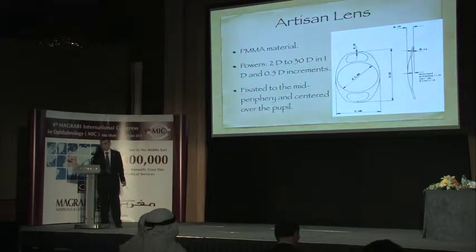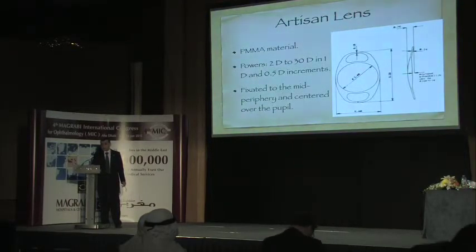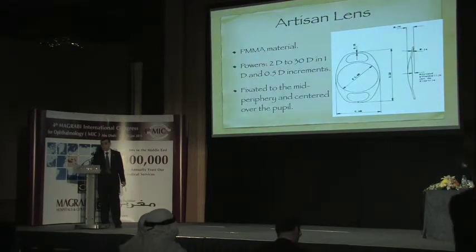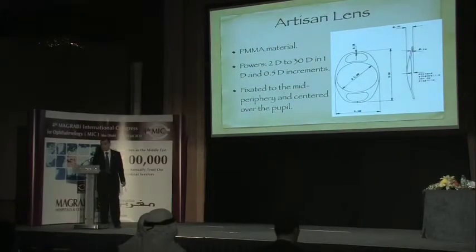It is made of PMMA. The powers range from +2 to +30. It has one diopter steps in the infrequent powers, but in the frequent powers, the power is in 0.5 diopter increments. It's fixated, as we said, in the mid-periphery of the iris, and most of us center it on the pupil, over the pupil itself.